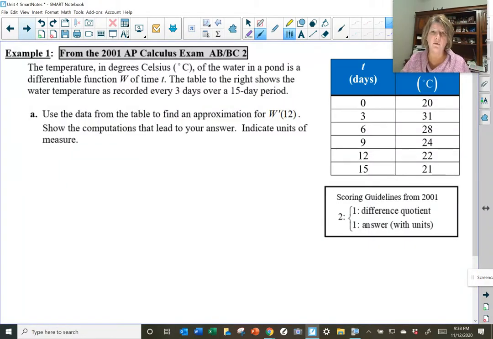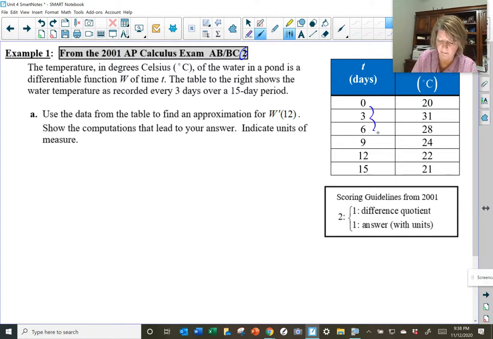So example number 1 from the 2001 AP exam, both the AB and the BC kids had this one. I noticed it's question number 2, which means it was without calculator. The temperature in degrees Celsius of the water in a pond is differentiable function W of time t. The table to the right shows the water temperature as recorded every 3 days over a 15-day period.